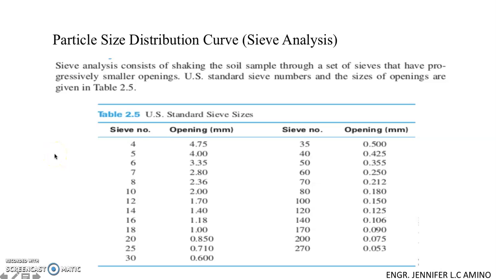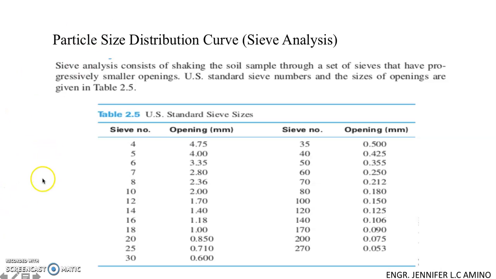After the USCS, having discussed the classification by engineering behavior, the AASHTO and the USCS, we move on now to the particle size distribution curve. This particle size distribution curve can be obtained through sieve analysis. The sieve analysis consists of shaking the soil sample through a set of sieves that have progressively smaller openings. You make use of all the sieves that we are going to use for our particle size distribution curve.